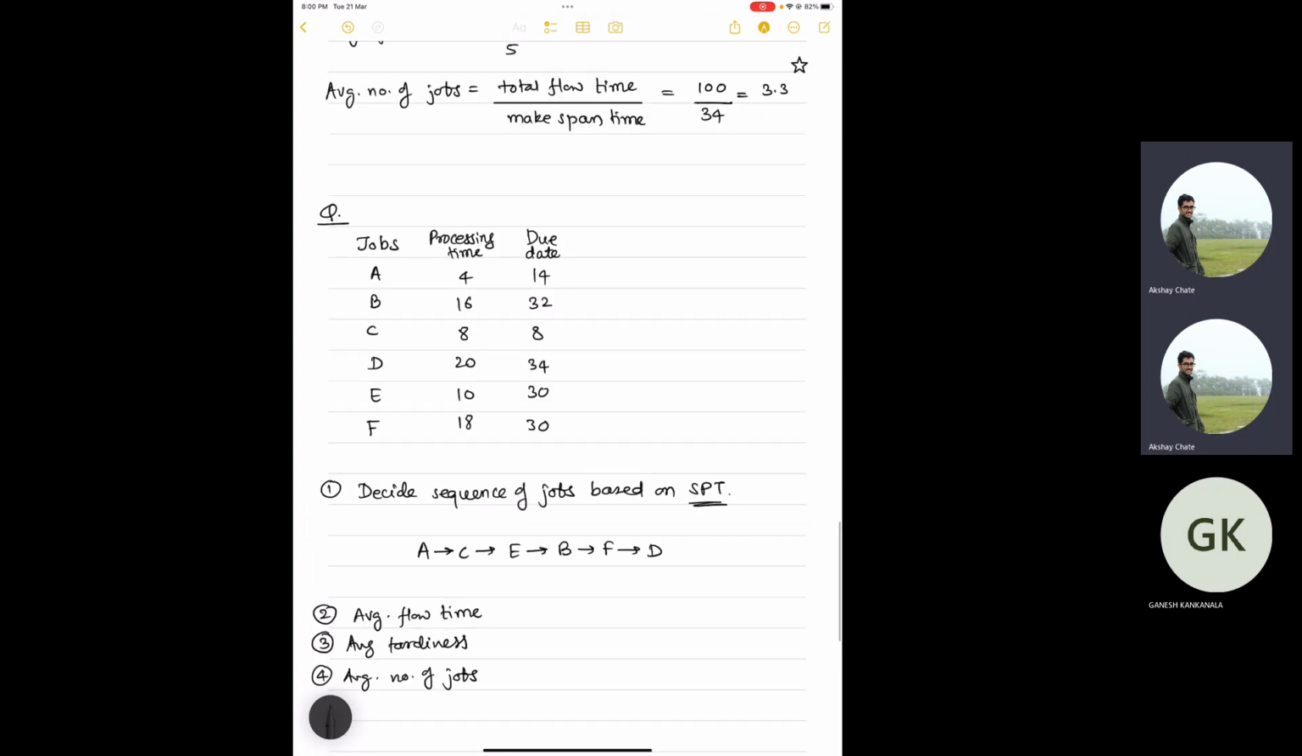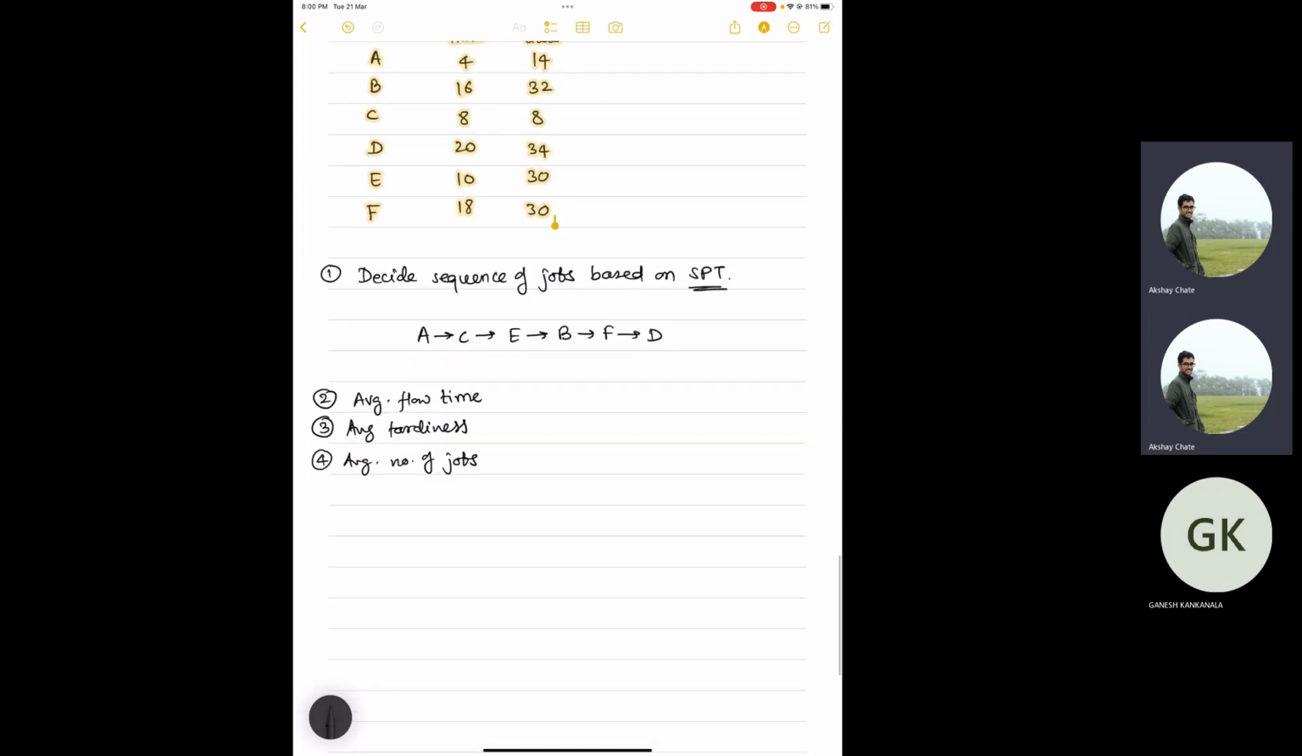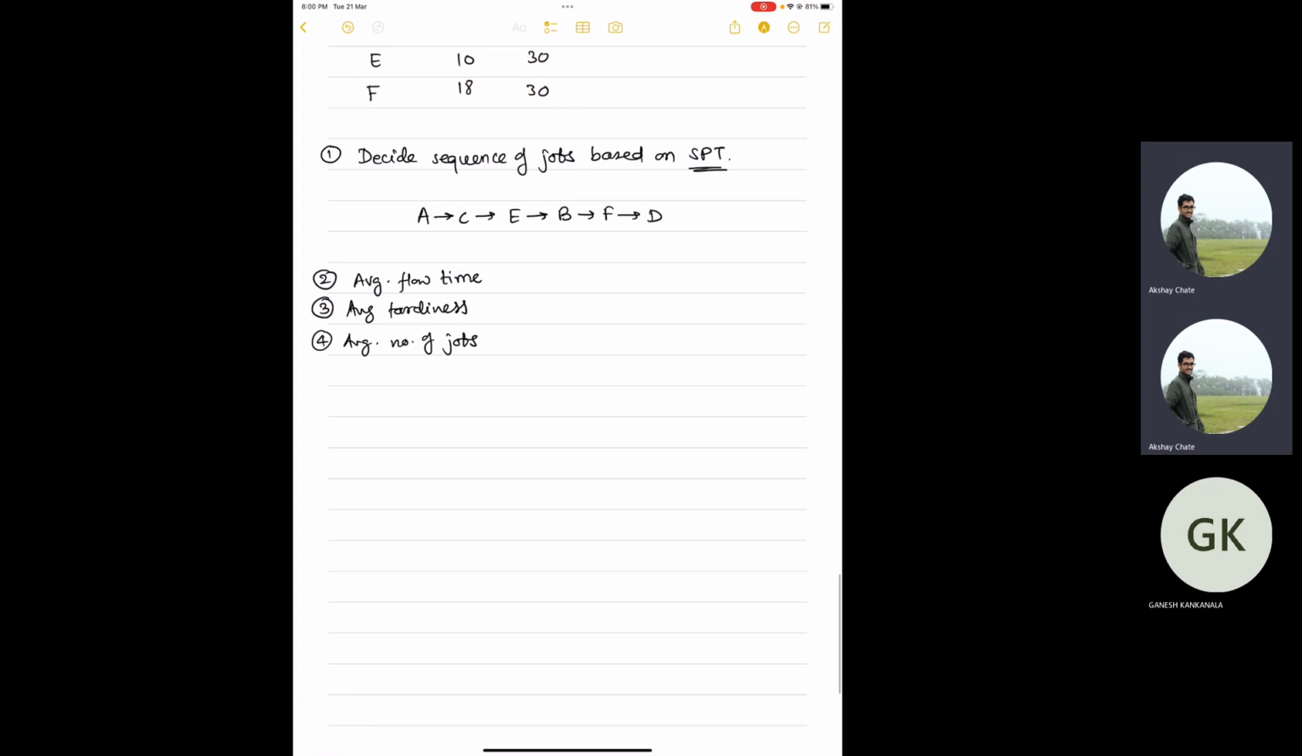Now if you want to solve this question, one very important thing is when you reshuffle this order, which is given in this question as A, B, C, D, E, F, but now the sequence is A, C, E, B, F, D, you'll reshuffle these rows. One mistake that people generally make is they just shuffle the processing time and keep the due date the same. That should not happen.